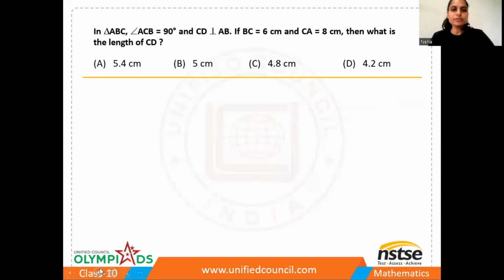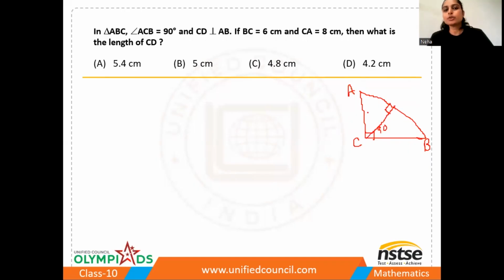So first of all, in this question, they are talking about a triangle, right? In triangle ABC, angle ACB is 90 degree. So one angle is given equal to 90 degree. That means this is a right angle triangle, and it is right angled at C. So let's suppose this is A, this is B, and this is C. Angle C is equal to 90 degree and CD is perpendicular on AB.